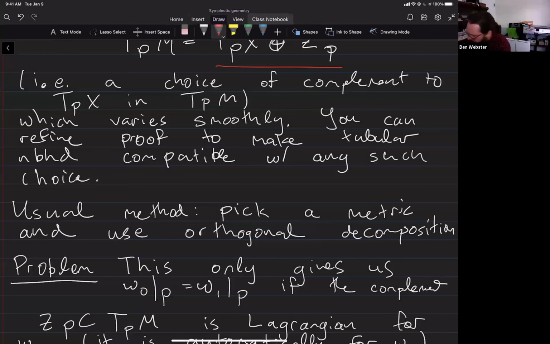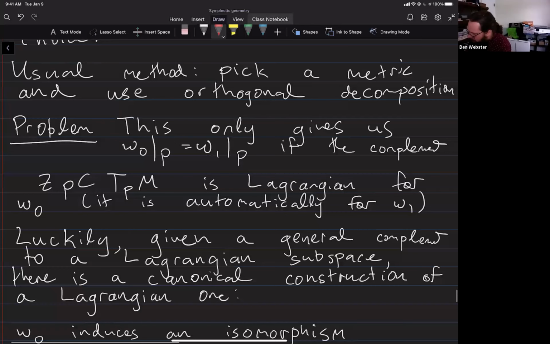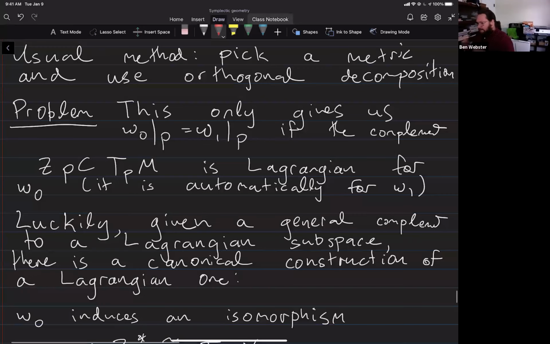All right. So the usual method is to pick a metric. And the thing that could cause omega 0 and omega 1 to be different on my submanifold X is that this complement I pick might not be Lagrangian. So I'm going to get my forms right if and only if I choose this Z to be Lagrangian at every point.